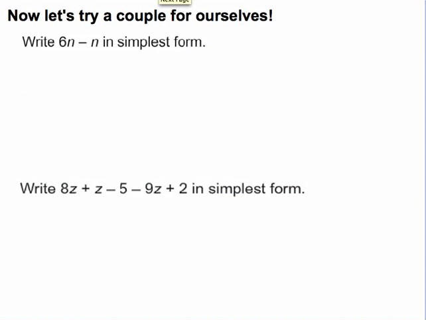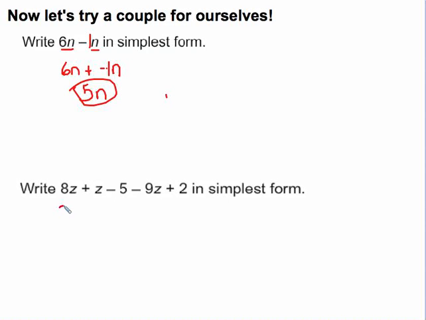And now let's get some answers. So 6n minus n, I know that there are 2 terms, and those 2 terms are like. So I'm going to turn this into an addition problem. That's going to be 6n plus negative 1n. Anytime I don't have a coefficient, I know there's a coefficient of 1 there. So adding my coefficients, 6 plus negative 1, that's going to be 5n for the final simplest answer. Let's go to the next one.